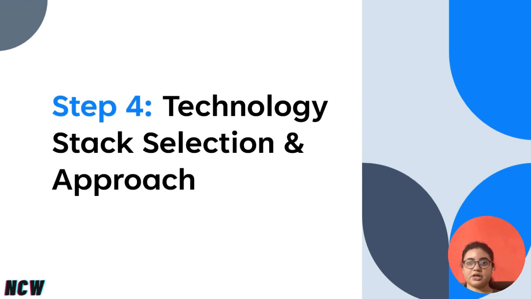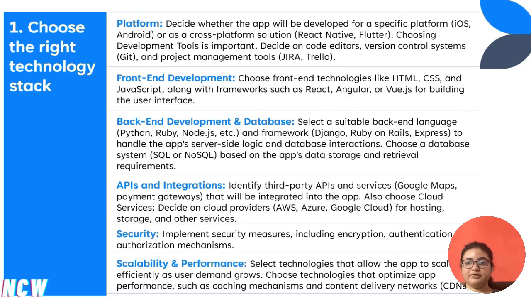There are different technology stack categories that you have to choose. The first is platform. Decide whether the app will be developed for a specific platform, iOS or Android, or cross-platform, or whether it would be developed on a no-code platform. The second is front-end development. Choose front-end technology like HTML, CSS, and JavaScript, along with frameworks like React, Angular, or Vue.js for the UI. Develop a user-friendly interface. Design the app screens and user flows using UI/UX design tools like Sketch, Figma, or Adobe XD.